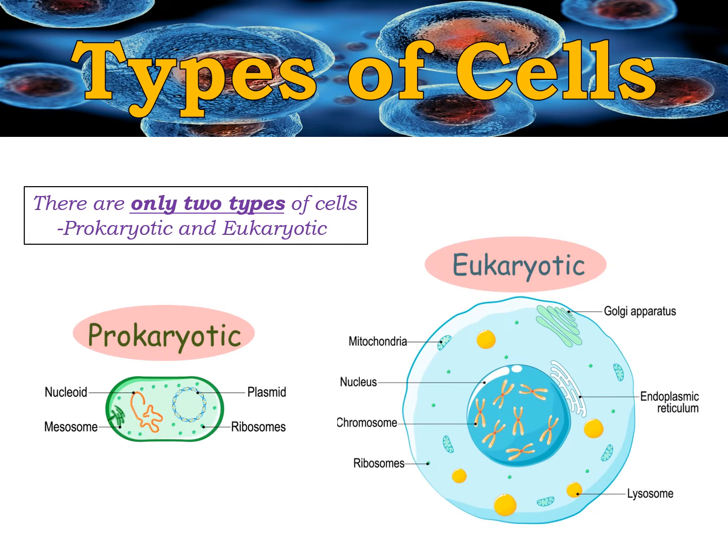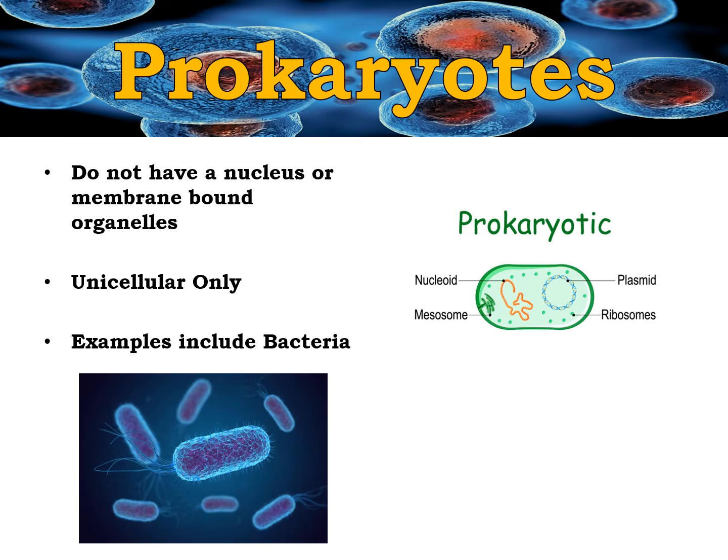The good news is there are only two types of cells. A cell is either prokaryotic or eukaryotic. That's it. There's no other type of cell other than prokaryotes and eukaryotes. Prokaryotic cells do not have a nucleus or membrane-bound organelles. They're always unicellular, which means they're just one cell. And the only example of an organism that is made of prokaryotic cells is bacteria.